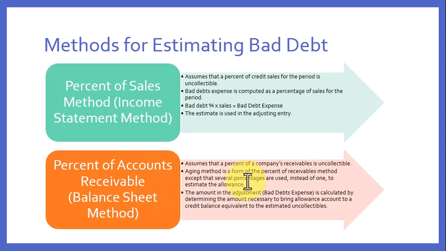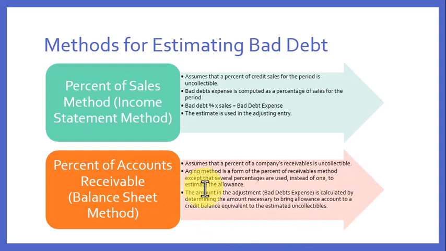We're going to look at an example of that on the next slide. But what the aging method does, instead of just saying, well, let's say 4% of our receivables are not collectible, is say, well, let's not apply a single percentage to all of our receivables. Let's look at the age of our receivables, and based on their age, we're going to come up with a different percentage for each little age bracket that we think is uncollectible.